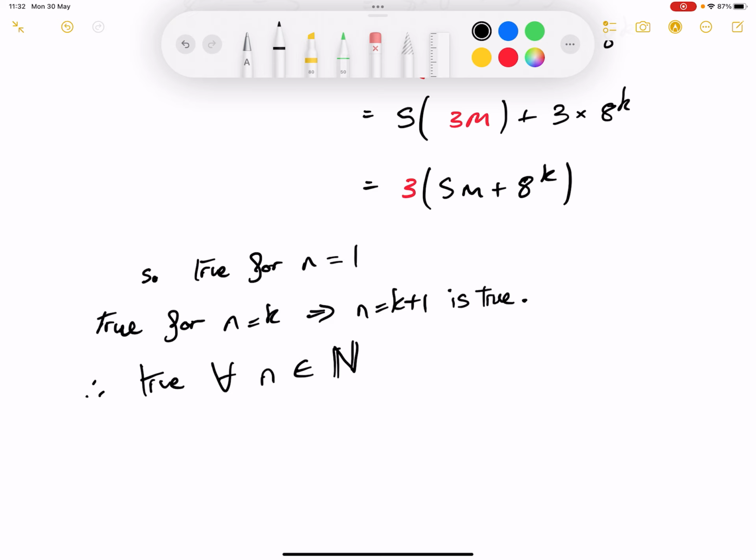And that's how you finish off a proof by induction or proof of divisibility. So yeah, little square and we are done.